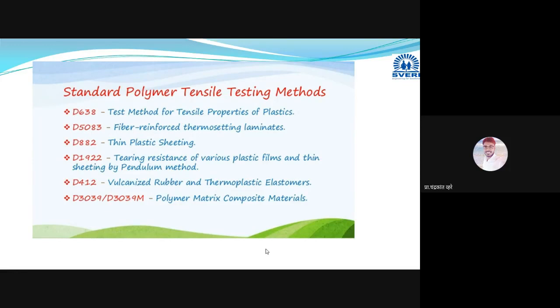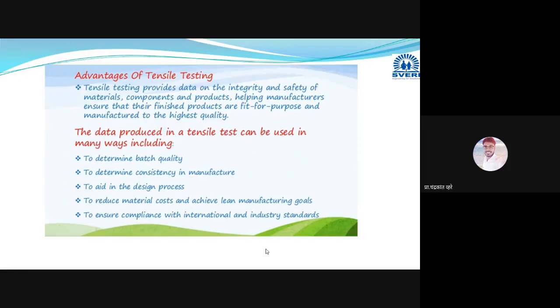Okay, so hope you have completed. Go for the next slide. Advantages of testing methods. So why are testing methods necessary? Tensile testing provides data on the integrity and safety of materials, components and products, helping manufacturers ensure that their finished products are fit for purpose and manufactured to high quality.